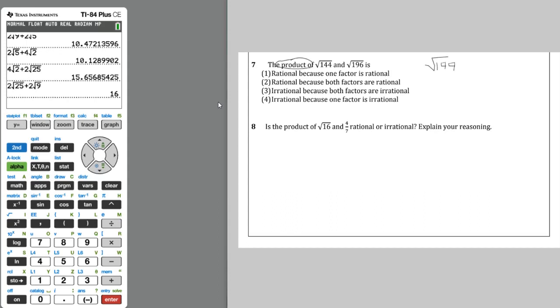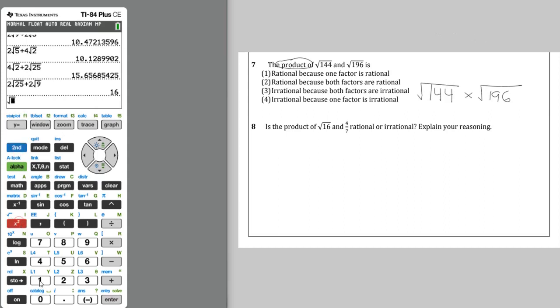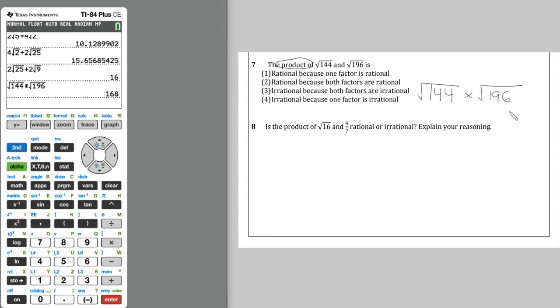I don't know why my 4s turn out to be 9s. I don't know if I just have to write them carefully. Times 196. All right, that looks better. Let's erase these crazy 4s. All right, so in my calculator, here we go. Square root of 144 times, because that's product, the square root of 196, and I get 168.